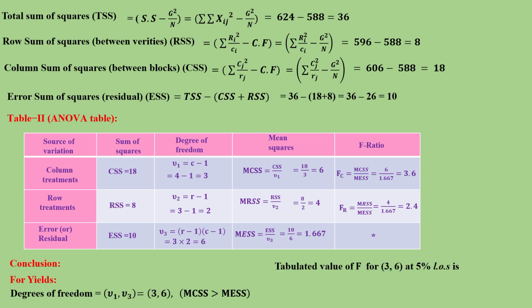Then tabulated value of F for 3 comma 6 degrees of freedom at 5% level is 4.76. So calculated value for column is 3.6, right, in the table, and tabulated value is FT 4.76. So FC is less than FT. Calculated value is less than tabulated value, therefore H0 1 is accepted, right.